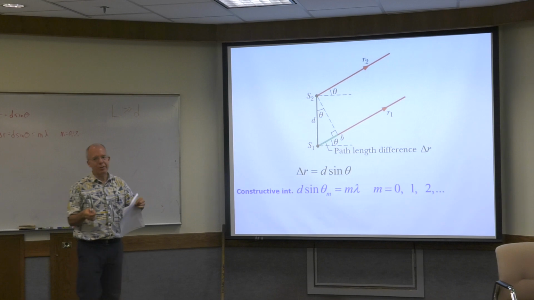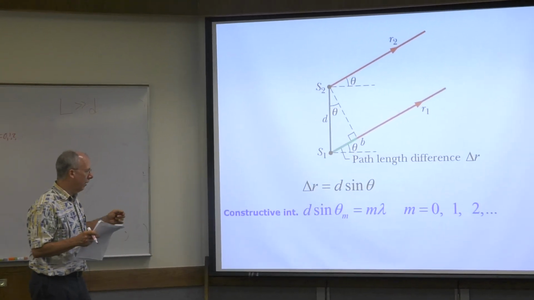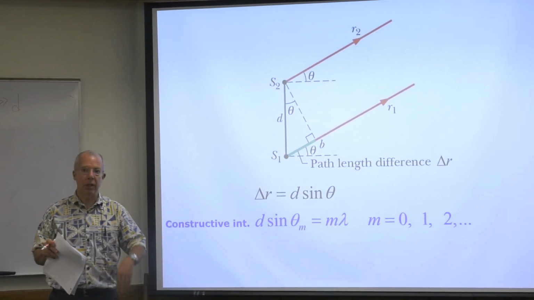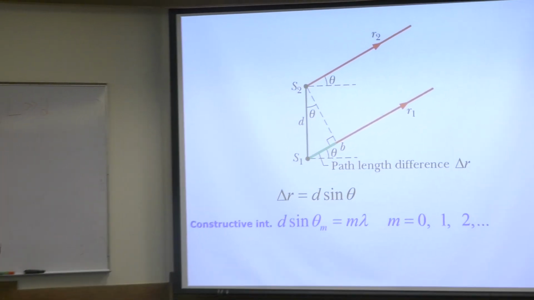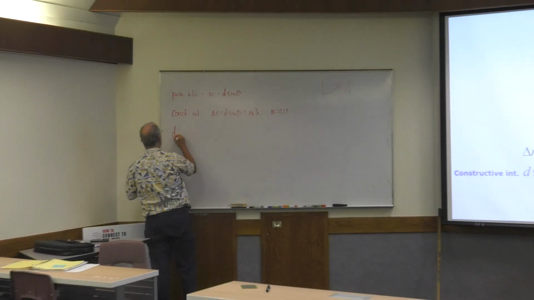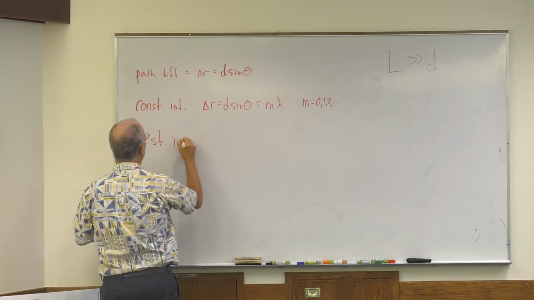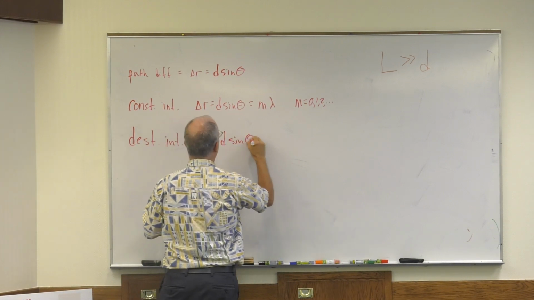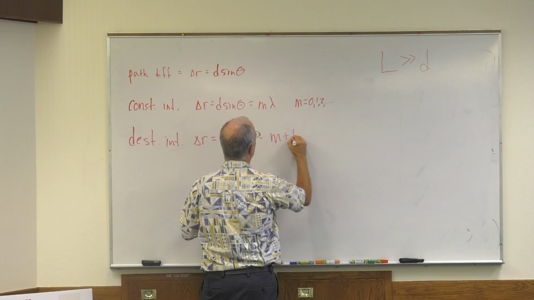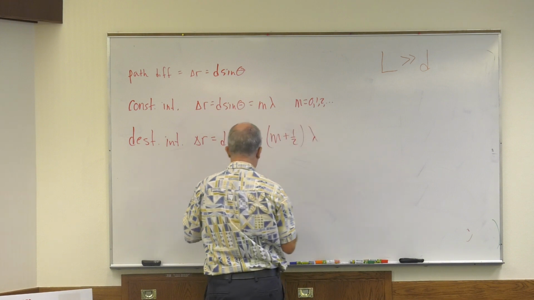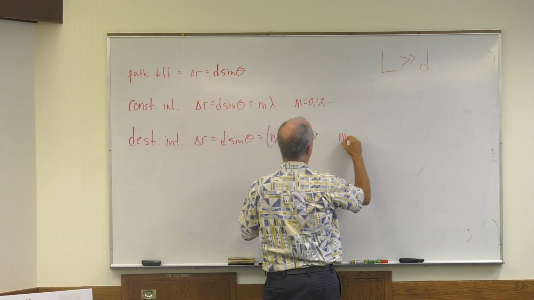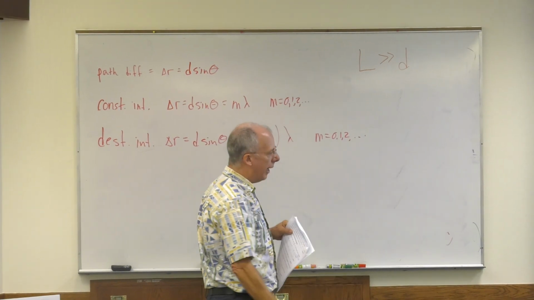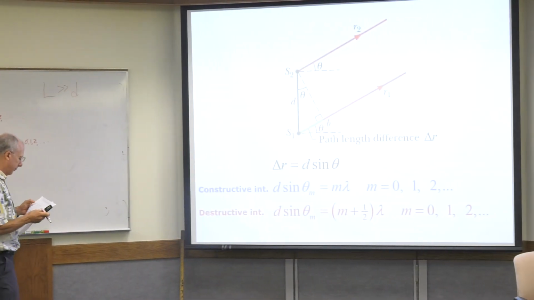Okay, now, I just gave it away. What do we want the path length difference to be for destructive? Half a wavelength, 3 halves, and so forth, which is what we learned again last time. So for destructive interference, we want delta r, which is d sine theta, to be m plus a half lambda, with the same m. All right, so that should make sense if you understood the previous chapter.